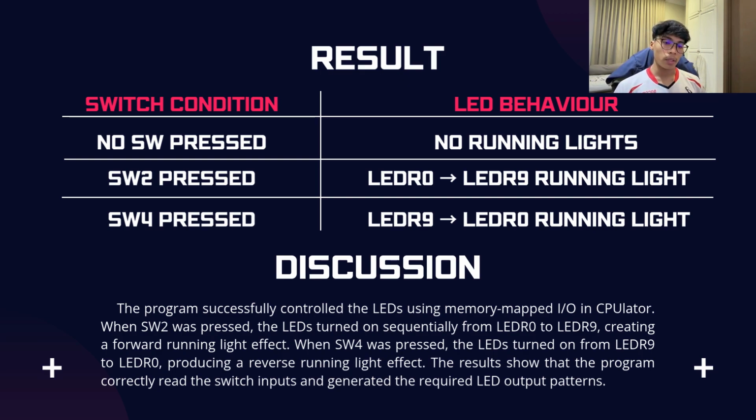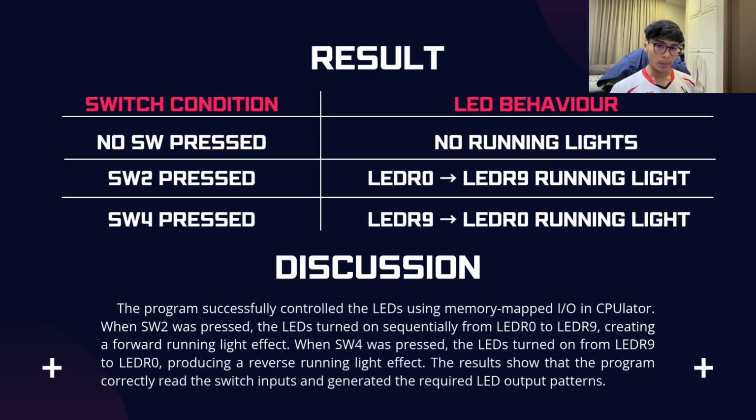From the beginning, Araf said there were two actions and two conditions, which are the conditions switch 2 and switch 4, and then will be resulting the actions. As you can see here, whenever there is no switch pressed, there will be no running lights. And when switch 2 is pressed, the LED from R0 to R9 will start running. Whenever switch 4 is pressed, LED R9 to R0 will be running backwards from 9 to 0.